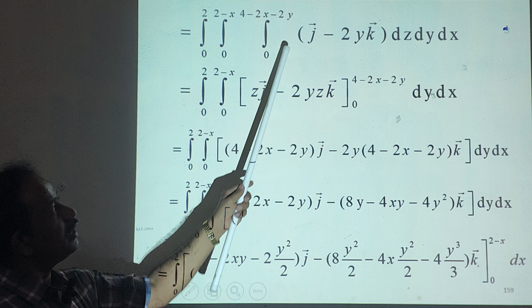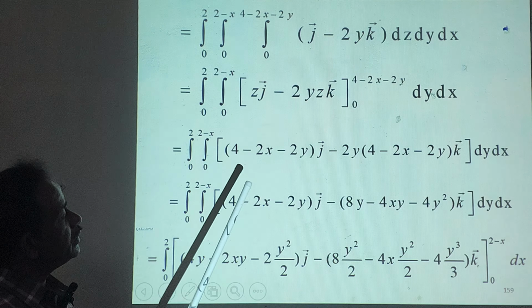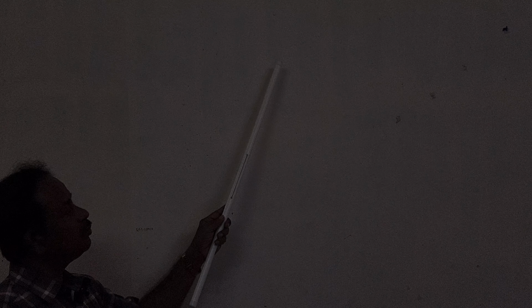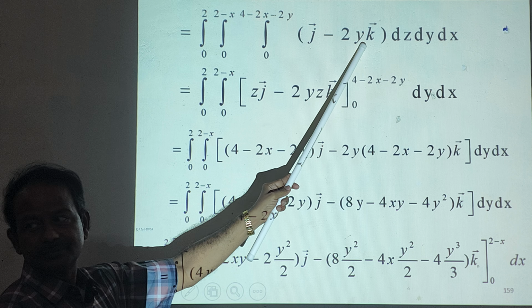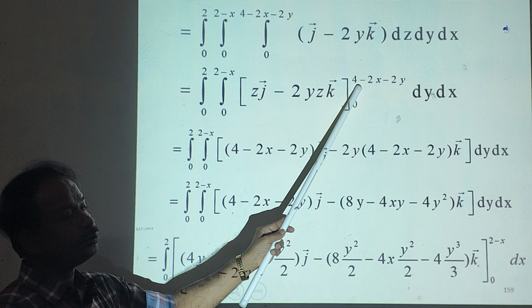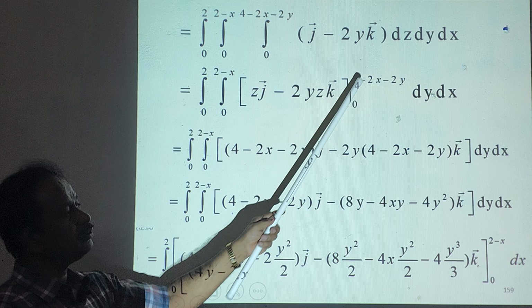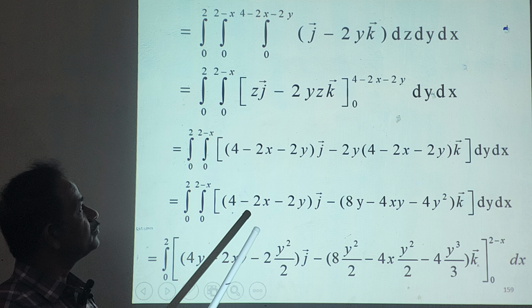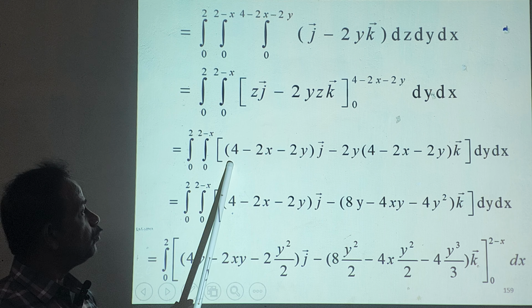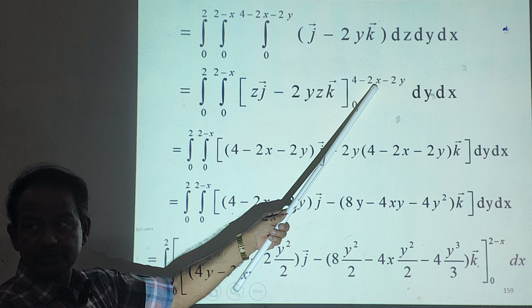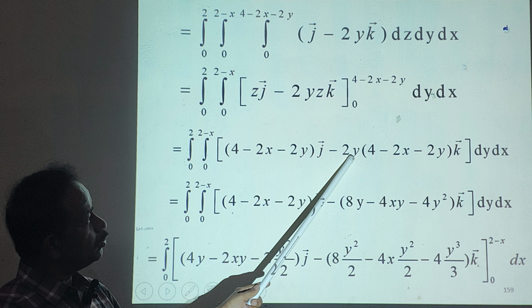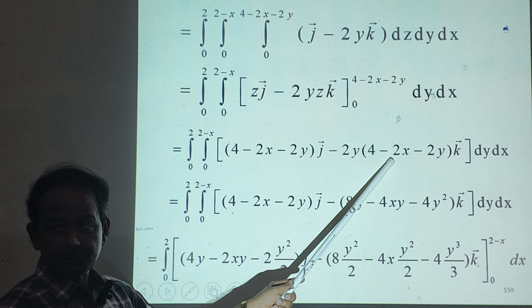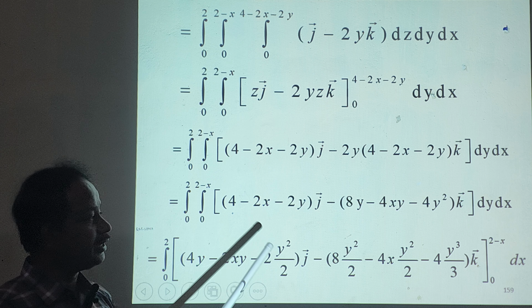Now we have the integral. As usual, we are going to integrate now. So first we will integrate with respect to z. So we have now z minus 2yz, integration goes from 0 to 4 minus 2x minus 2y. Wherever you find z, you have to substitute the upper limit and the lower limit. So instead of z, we have 4 minus 2x minus 2y, j vector, minus 2y. Instead of z, you have to substitute 4 minus 2x minus 2y, k vector, dy dx.